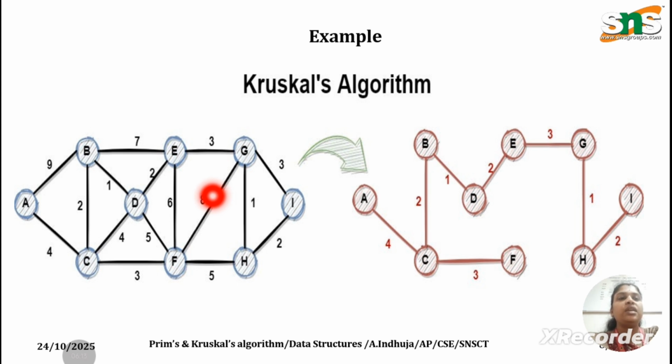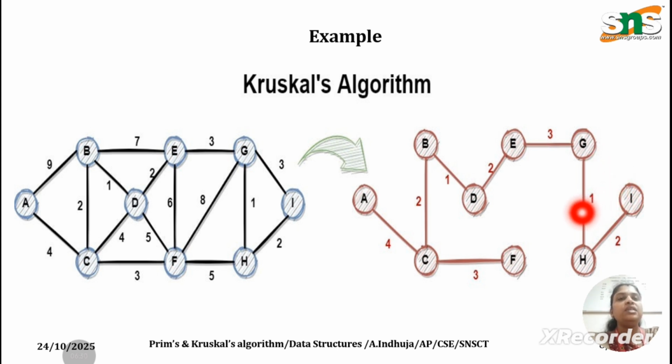So edge weight 3, E to G 3 is added, G to I 3 is not added into the output graph since it forms a cycle. So when we add 3 into this output graph, it forms a cycle. So the 3 is not added into the output graph.